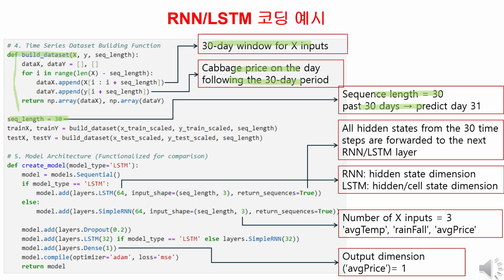In the first RNN or LSTM layer of the model, the value 64 represents the dimensionality of the hidden state. When return_sequences equals true, the model outputs all 30 hidden states computed at each time step from day 1 to day 30, and passes them to the next RNN or LSTM layer, forming a many-to-many architecture. In the input dimension, the value 3 refers to the number of input variables, which are daily average temperature, rainfall, and average price. Finally, the output dimension of 1 in the dense layer indicates that the model is designed to predict the average cabbage price for the next day as a single scalar value.